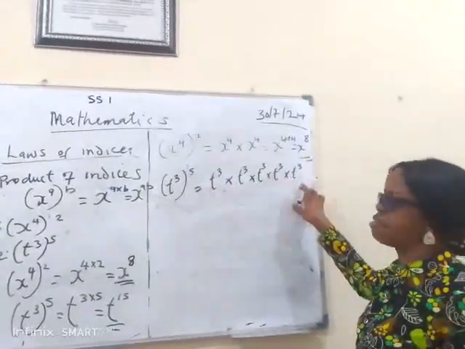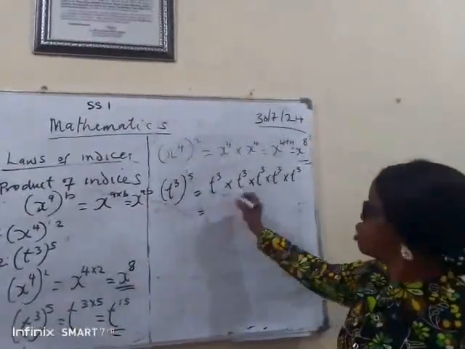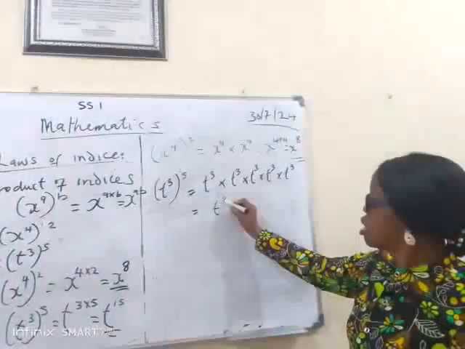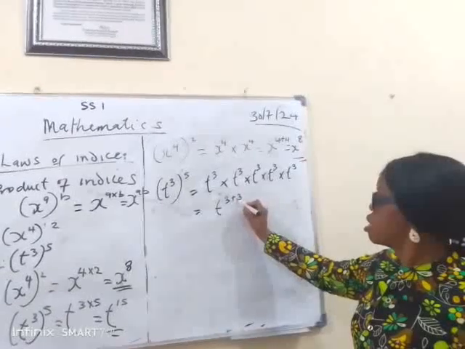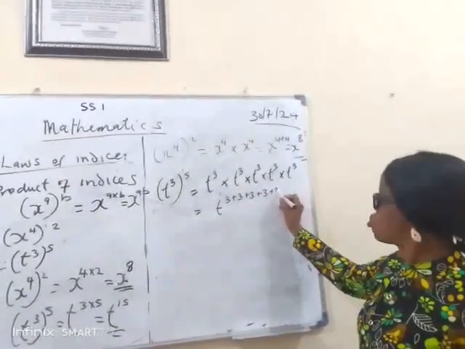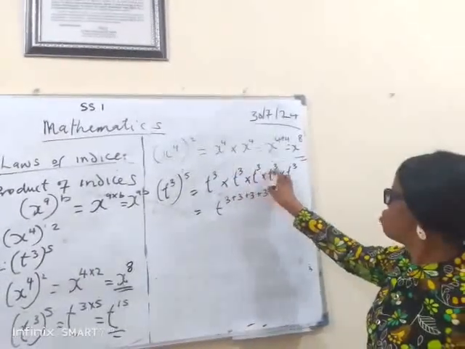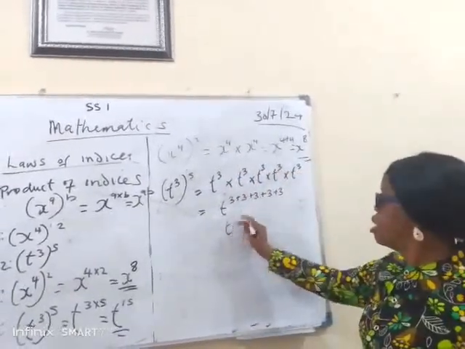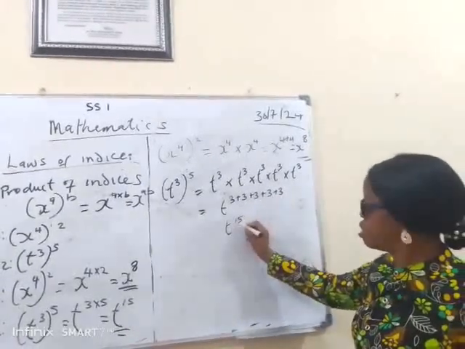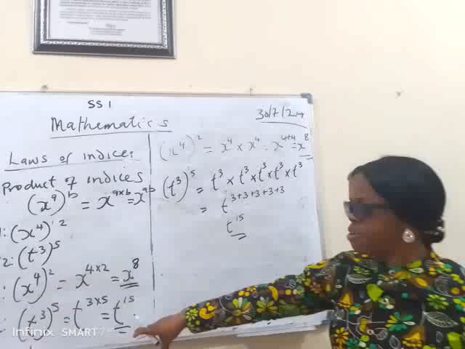Now I can use the multiplication law. I have t raised to power 3 plus 3 plus 3 plus 3 plus 3. That is 5. 1, 2, 3, 4, 5. What will it give us? This plus this plus this plus this plus this gives us 15. You can see it agrees with the first one that I did. All of them are correct.